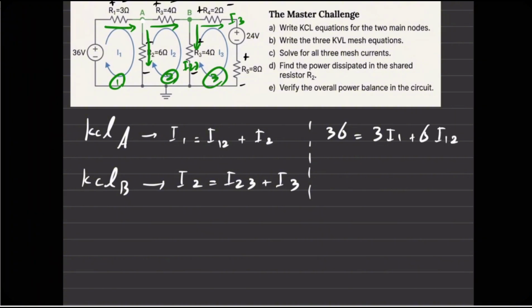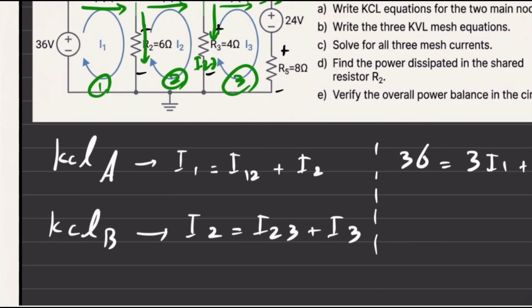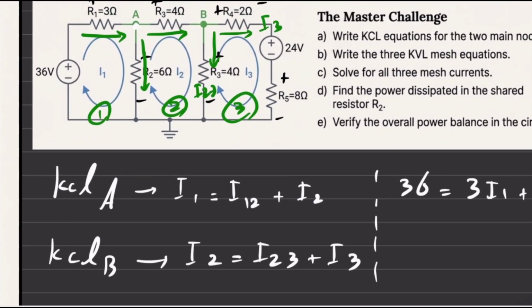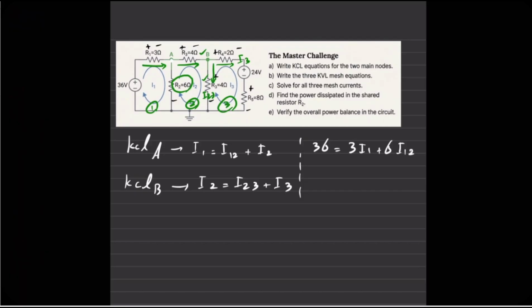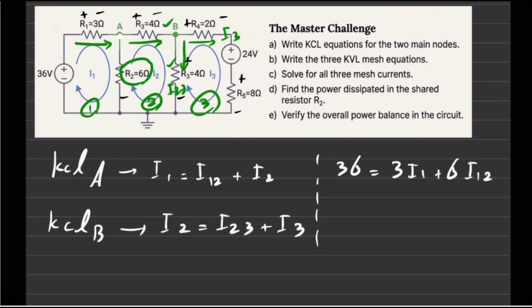The next KVL is all about the voltage drop. So I consider one of these guys, and this is a very important part, as my hypothetical source, like this one, and consider these two guys as my voltage drop. So at this point, for the second KVL, what do I have? I have 6 times I12 equals 4 times I2, plus 4 times I23.